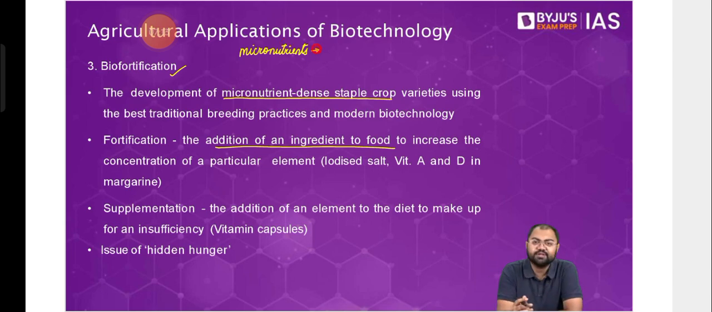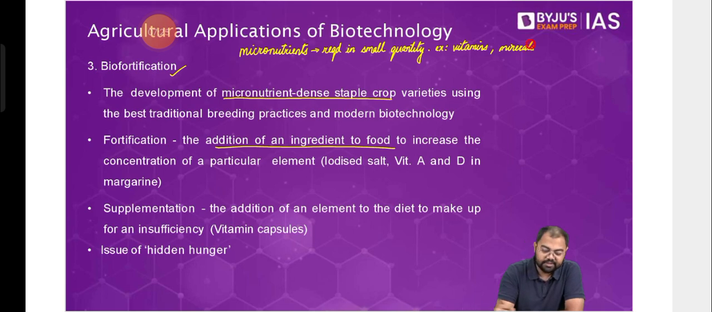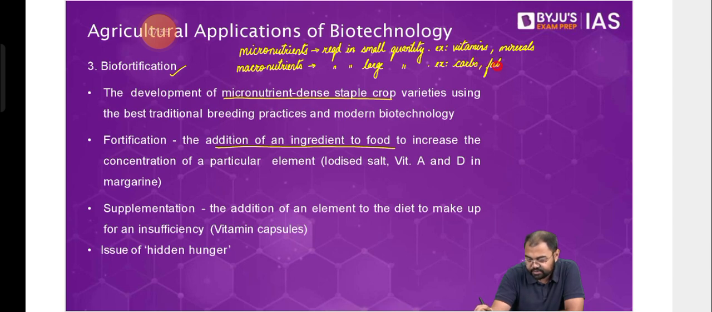Micronutrients basically are the nutrients which are required in very small quantities by the body. The examples are vitamins and minerals. So these are called micronutrients. On the other hand, you also have macronutrients, which the body needs in larger quantity. For example, the carbohydrates, fats, proteins. So these will be called macronutrients because they are required in larger quantities.